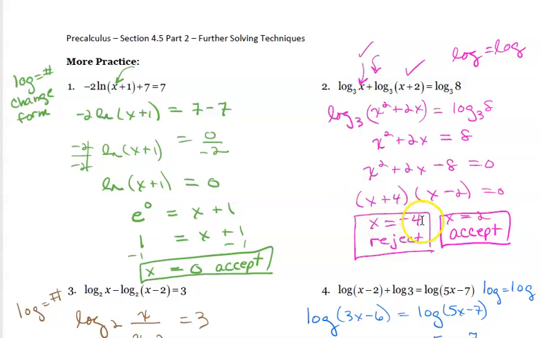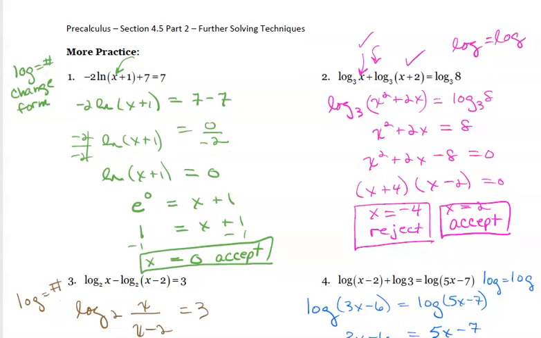The -4 gets rejected because if I plug it in the very first term, it requires me to take a log of a negative, which I cannot do, so I reject that. Let's check x equals 2. X equals 2 is good there. It also is good there. I can accept it. Okay, a couple more to do.